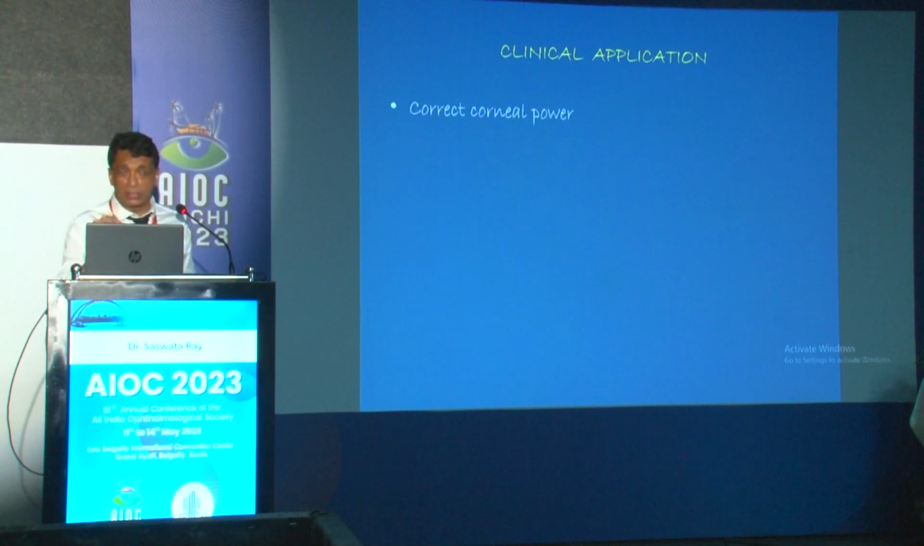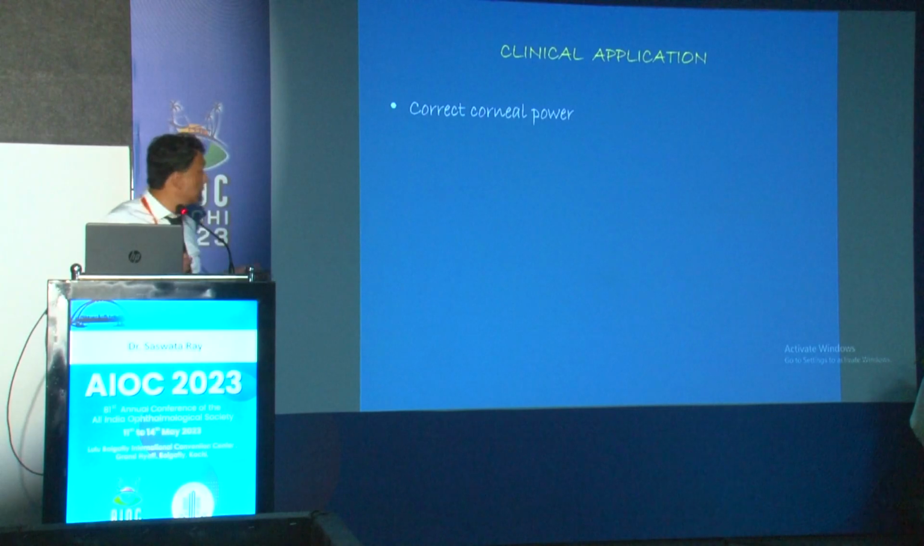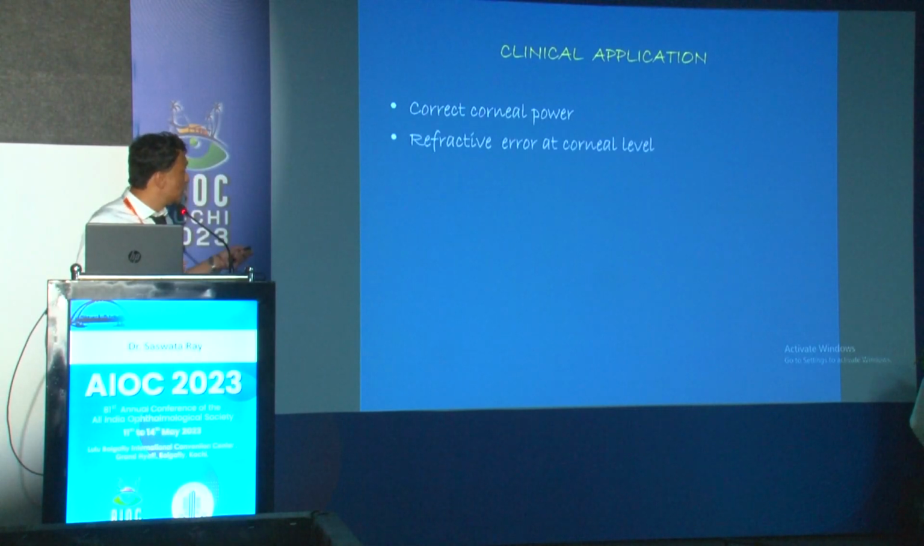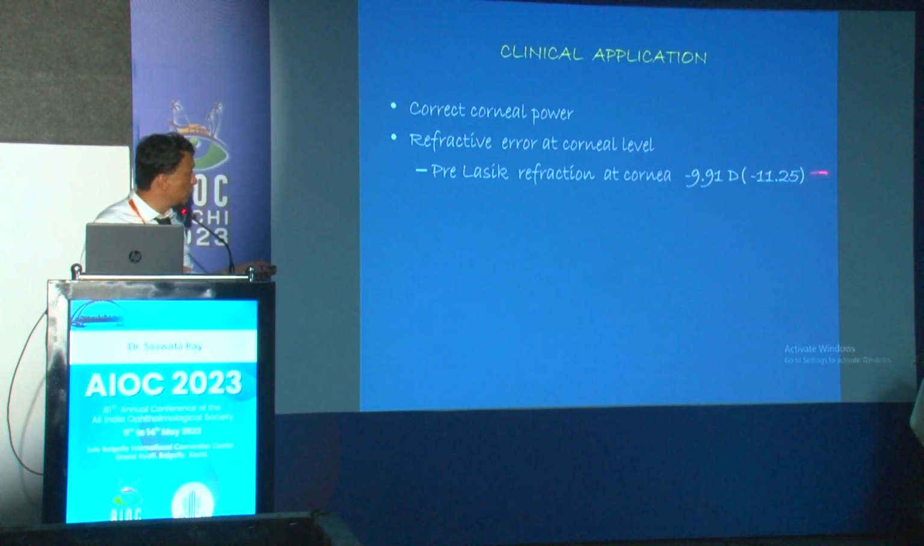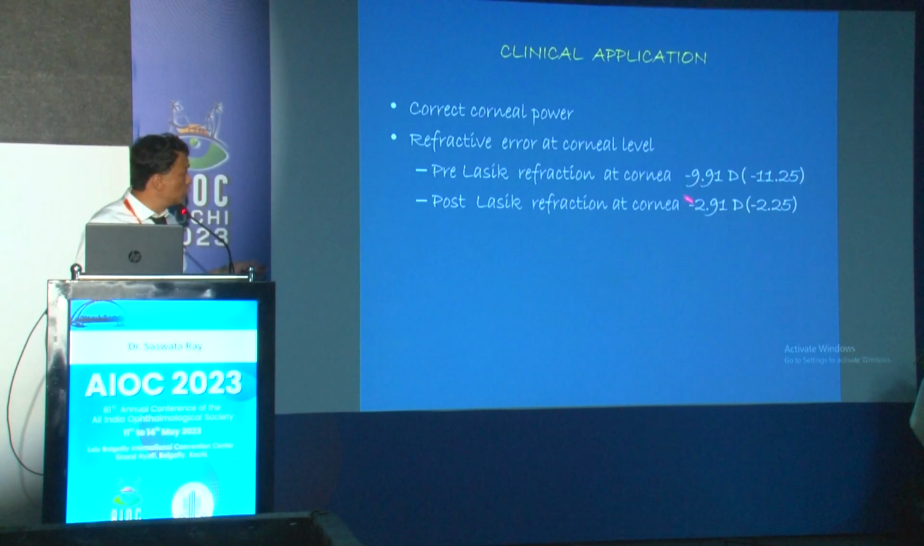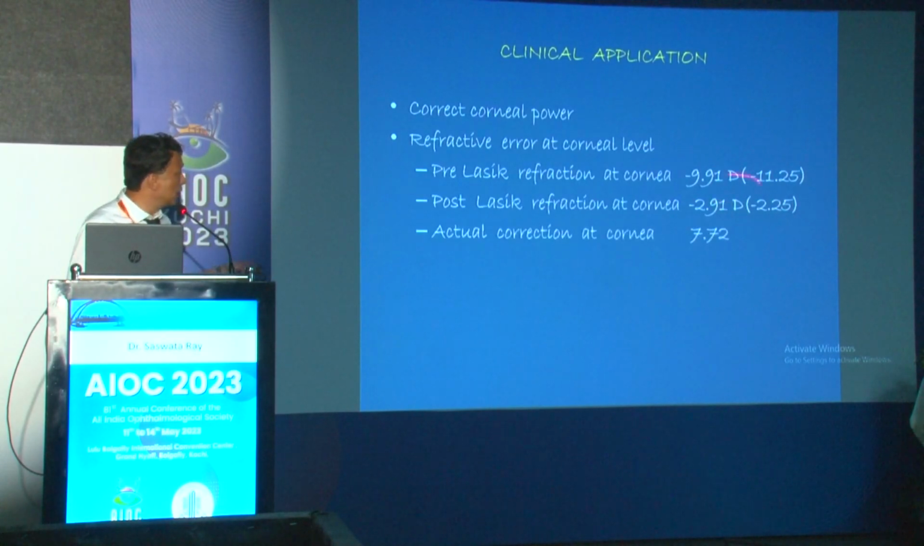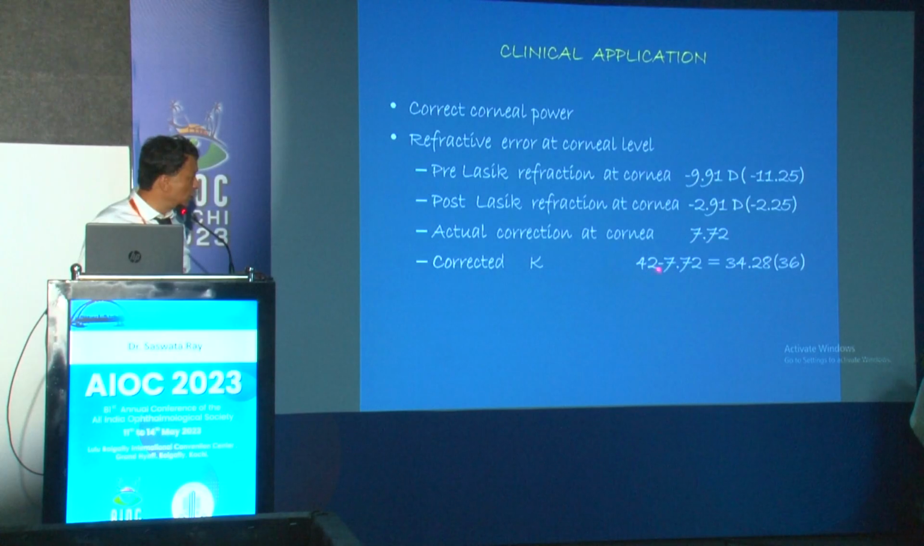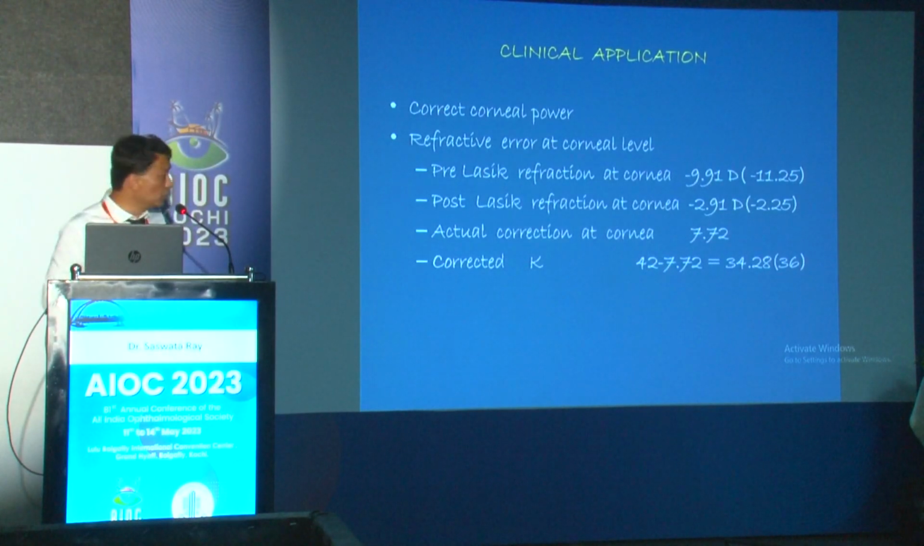And this is the IOL power from the online calculators, you don't have to do this. The corrected corneal power, not the refractive correction but at the corneal level, is not 11.25, it's 9.91, applying various formulas. Post-LASIK is 2.9, not 2.25, but 2.91. So we have a difference of 7.72 at the corneal level. So that's completely different. And the corrected K is 42 minus 7.72, which is 34.2, which is not the same as 36, which was assumed before.